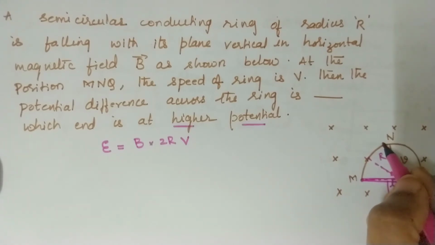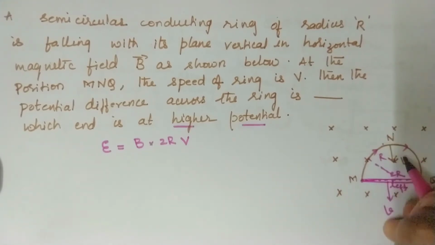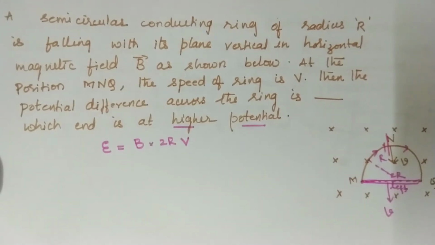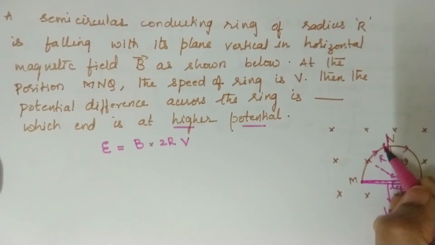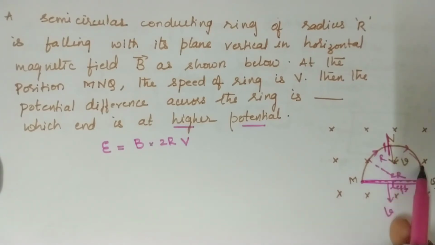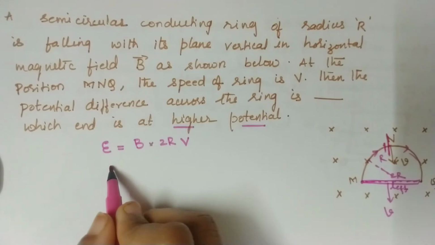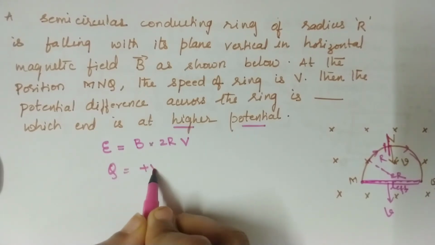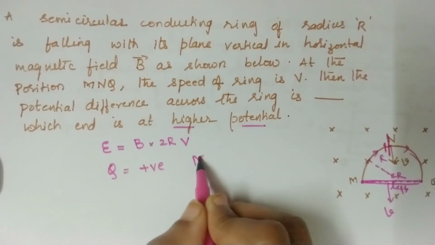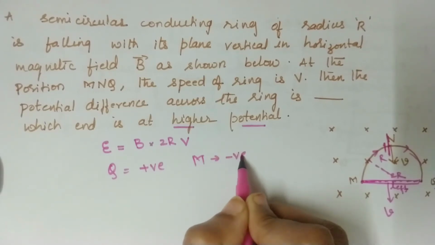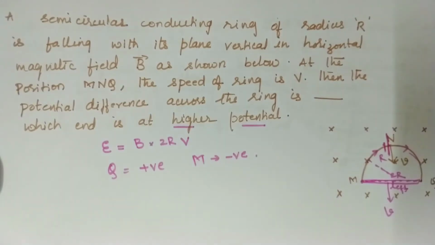So make a small cut in it. If this is the direction, we know current always flows away from positive towards negative. So which end is positive and which end is negative? This end, Q is positive, M is negative. So Q is the positive terminal and M is negative. This is how you can identify.